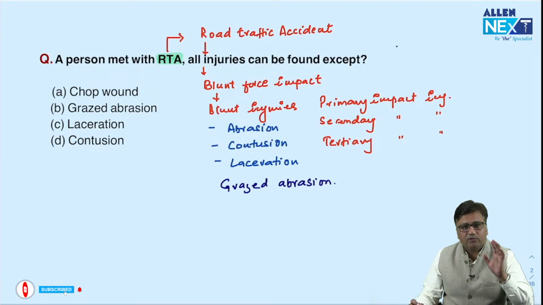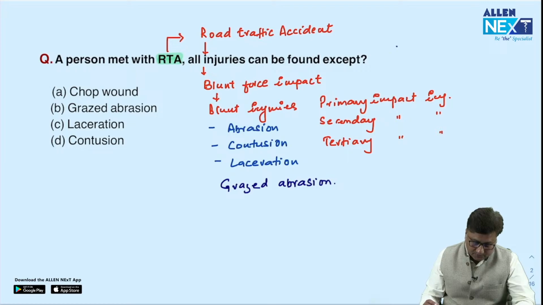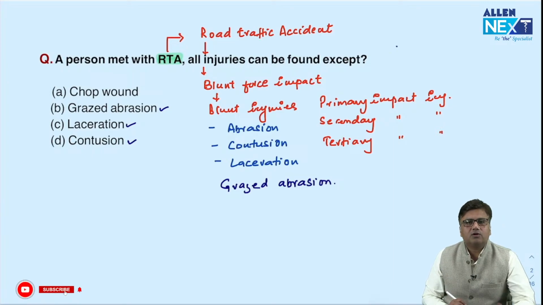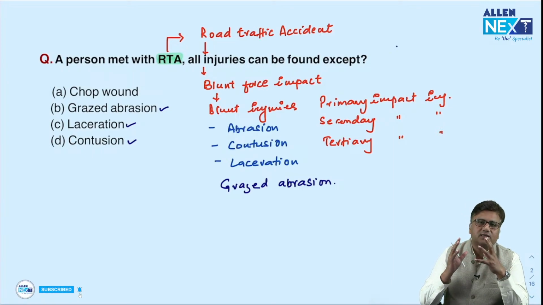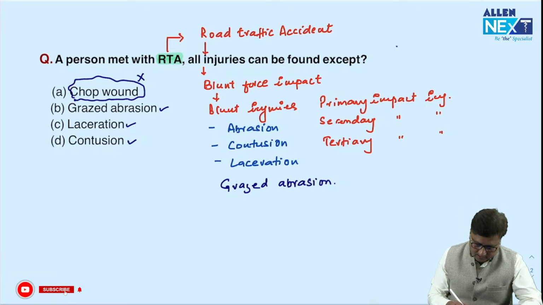Okay, so now if we see the options which are given with the question. Do we have grazed abrasions? Yes. Do we have lacerations? Yes. Do we have contusions? Yes. So RTA के केस में कौन सी इंजरी नहीं मिलने की उम्मीद है? The correct answer is chop wound. Chop wound नहीं मिलेंगे.